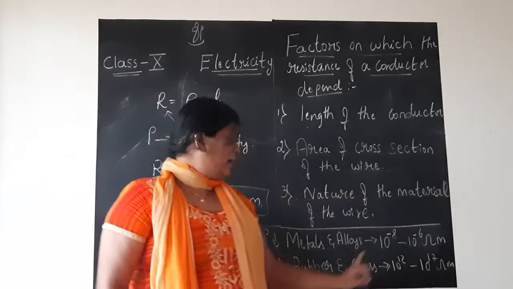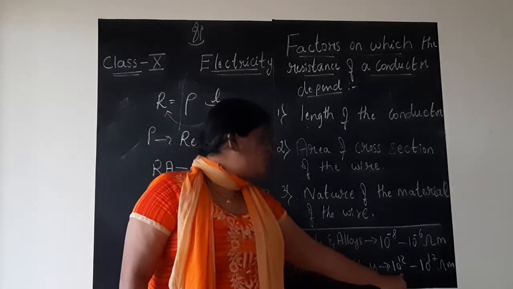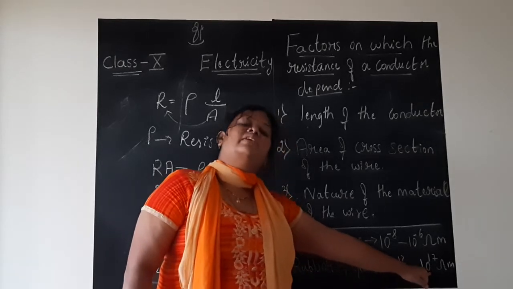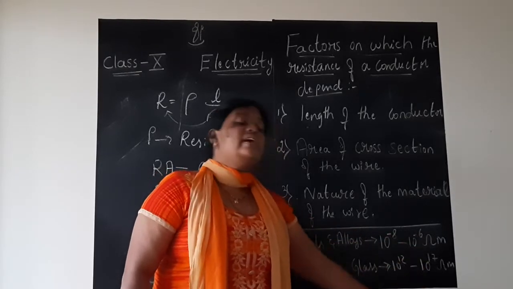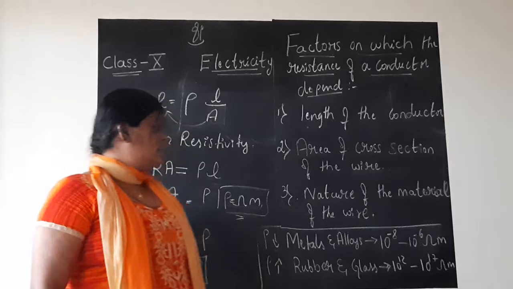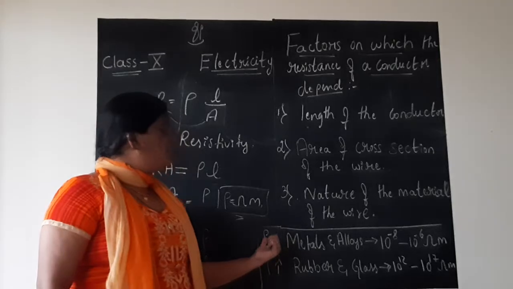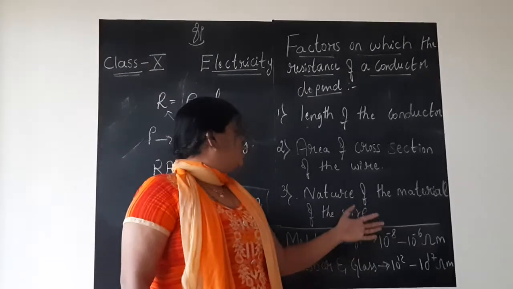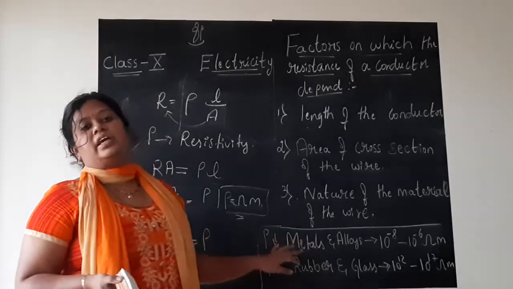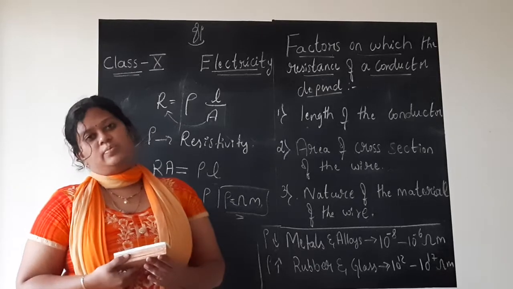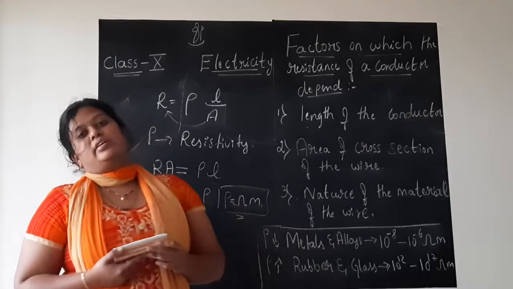So metals and alloys have resistivity in the range 10 to the power minus 8 to 10 to the power minus 6 ohm meter. Similarly, for rubber or glass, which are insulators, the resistivity ranges from 10 to the power 12 to 10 to the power 17 ohm meter. See what a difference. This is a negative power whereas this is 12 and 17. Such a huge difference it is. So resistivity is more for rubber and glass whereas resistivity is less for metals and alloys. To put it in a simpler way, conductors have low resistivity, insulators have very high resistivity. That's it, children. So these are the factors on which the resistance of the conductor depends.